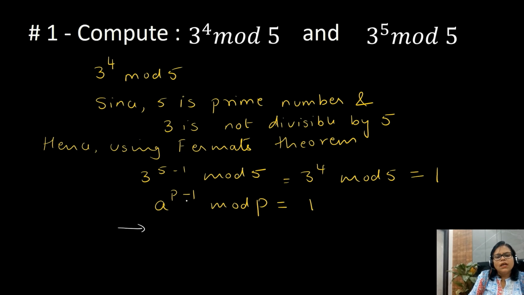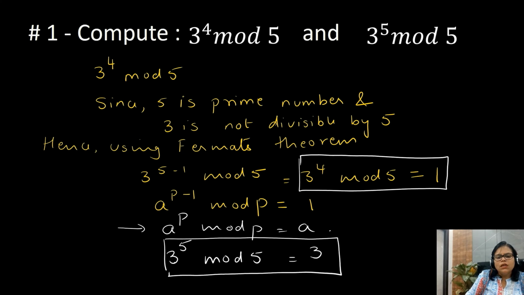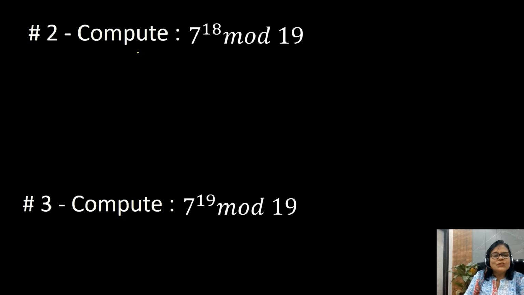Alternatively, rather than writing a raised to p minus 1, the alternate Fermat's theorem states that you can write it as a raised to p mod p is equal to a. So if we have to find 3 raised to 5 mod phi, the answer is 3. So 3 raised to power of 4 mod phi is equal to 1 using Fermat's theorem, and 3 raised to 5 mod phi is 3 using alternate Fermat's theorem. Let us check out these two questions now.